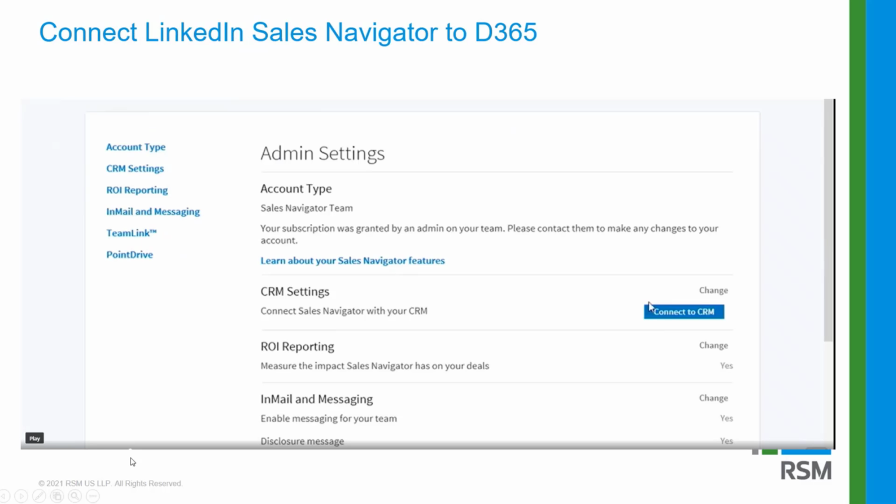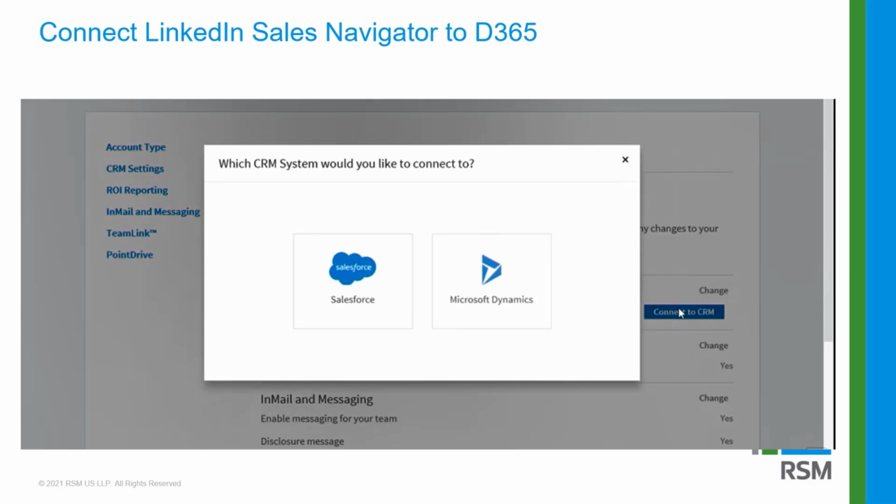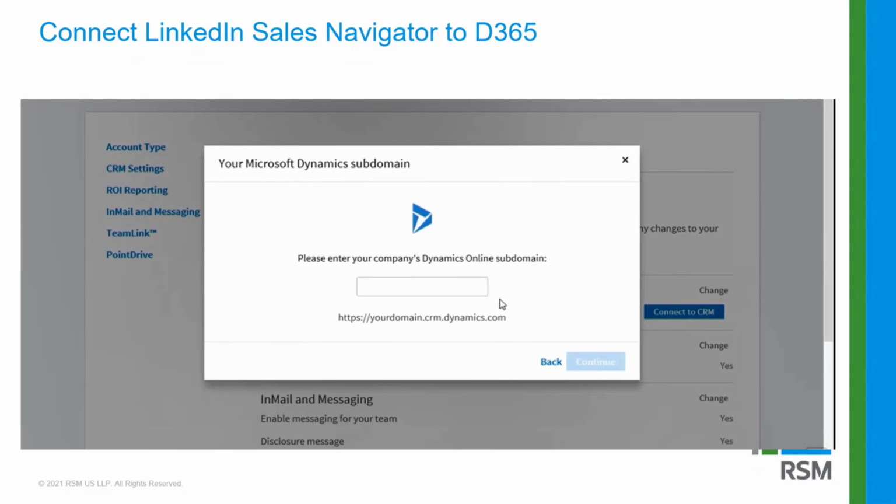Now I have a little bit of a video here to kind of show you how that connection works. Again, it's very simple. You just click Connect to CRM. And it pops up with that window. What do you want to connect to? You're just going to select Dynamics. You just have to put in your domain. Let's just go ahead and give it a second, right? It just fills out the rest there. You just hit continue.